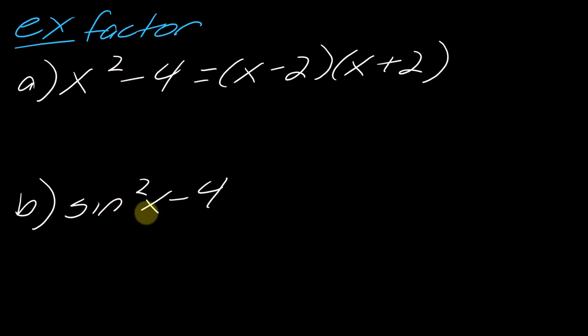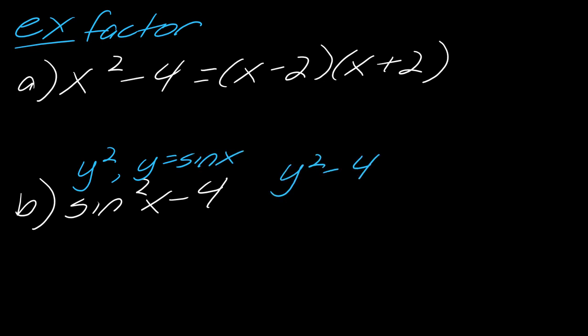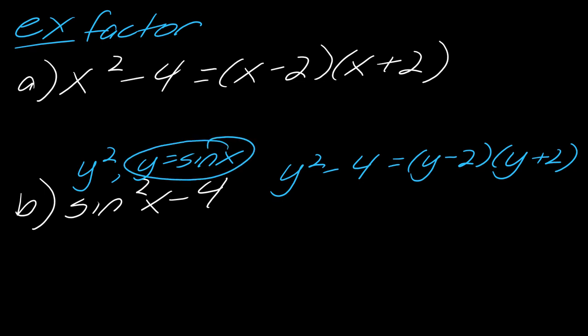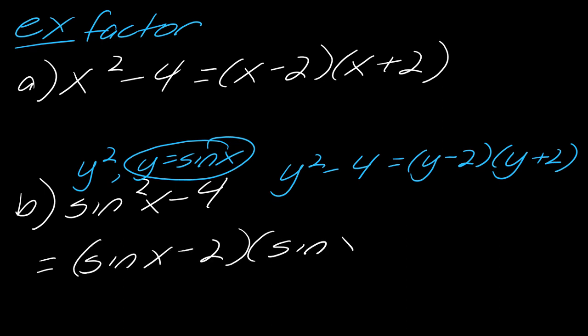So if you have sine squared x minus 4, if this starts to throw you off, you can just pretend for a second that this is y squared, where y is equal to sine. So if I asked you how do you factor y squared minus 4, well, that's literally what we were just doing, right? y minus 2, y plus 2. But now where there's that y, I can replace it with a sine. So this whole thing will factor as sine x minus 2 and sine x plus 2.